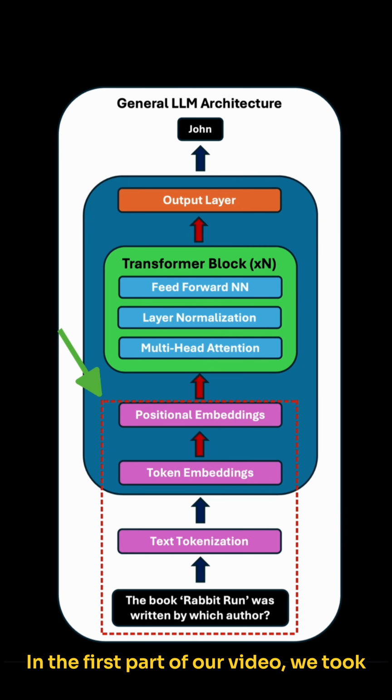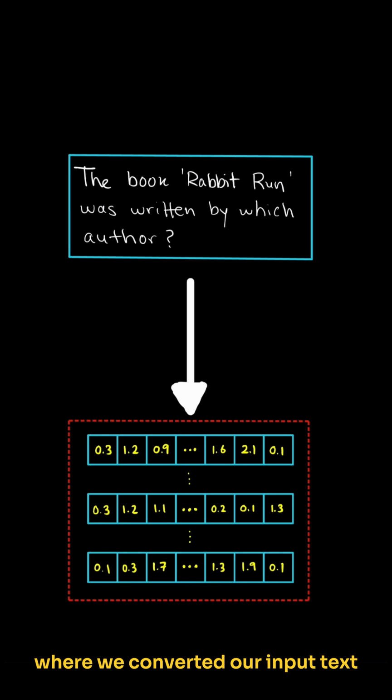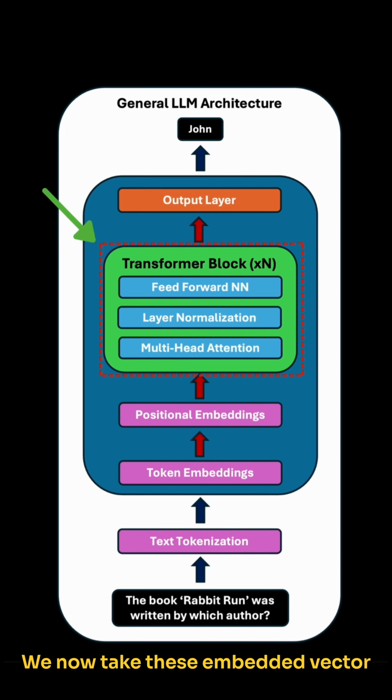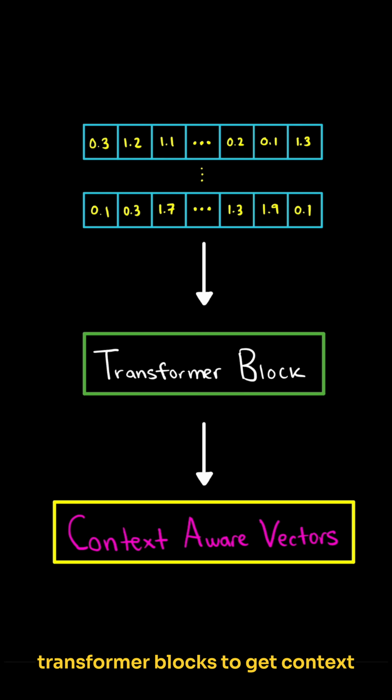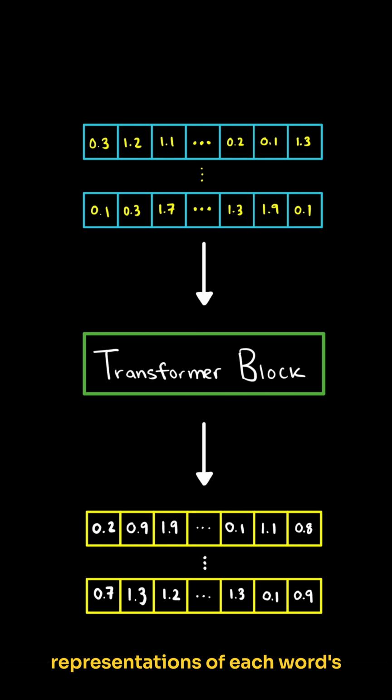In the first part of our video, we took a look at the pre-processing stage, where we converted our input text into relative vector representations. We now take these embedded vector representations of our input and feed them through n-many transformer blocks in our processing stage. More specifically, we start with our input vectors, which represent our input text. We then feed them through our transformer blocks to get context-aware vectors as our outputs, where these are internal representations of each word's meaning and its contextual information within the input sequence.